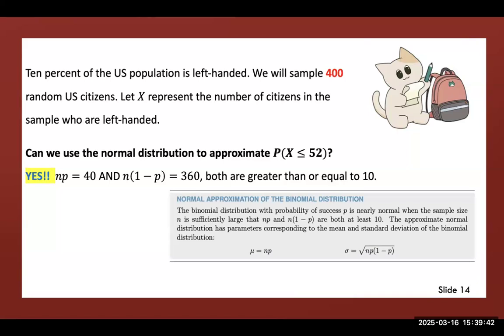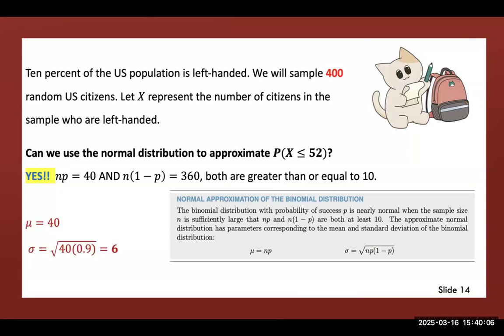Well, for a normal distribution, we need a mean and we need a standard deviation. So the next thing we're going to do is find the mean, which is just the expected value, which is 40. And the standard deviation is a new formula. We're going to take n, which is 400.